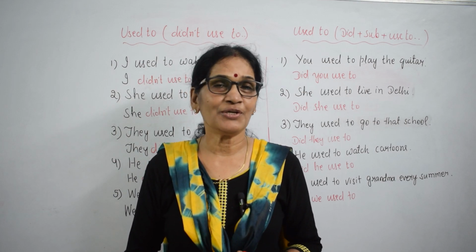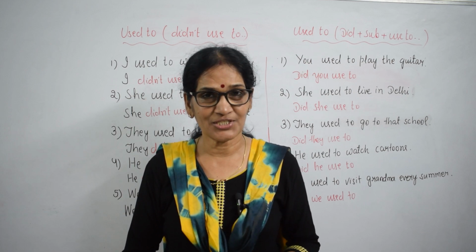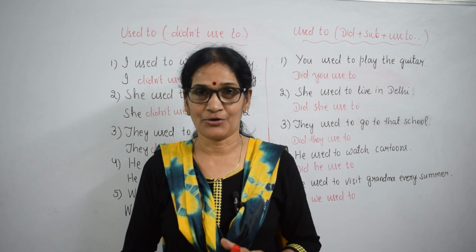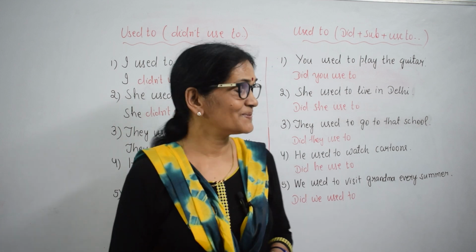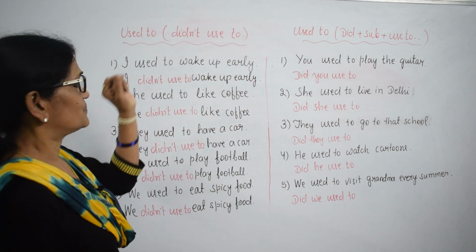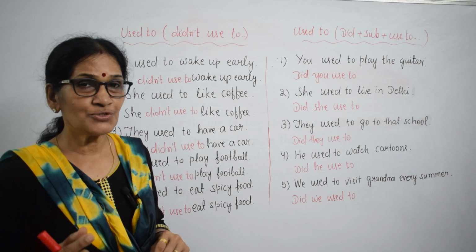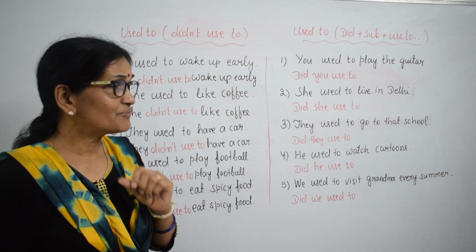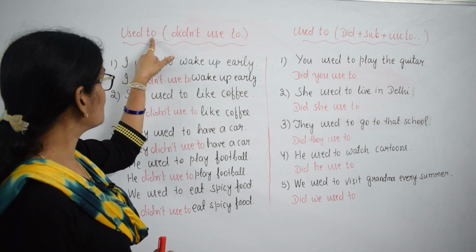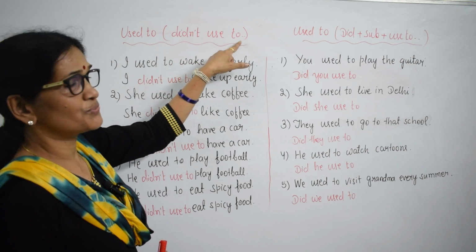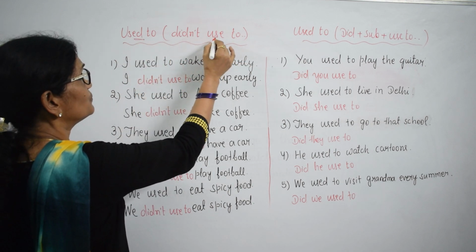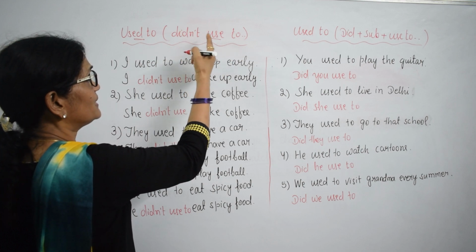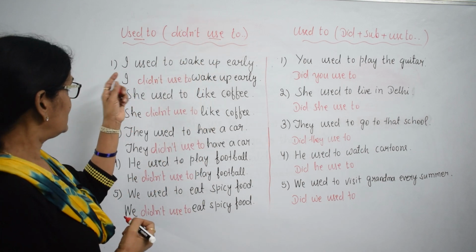In today's video, you will learn how to change a sentence into negative and interrogative where you use "used to". Let's get started. Used to. When you change a sentence into negative, instead of "used to", we use "didn't use to". Okay? Instead of the past form "used", we use "use". Didn't use to. Let's see.